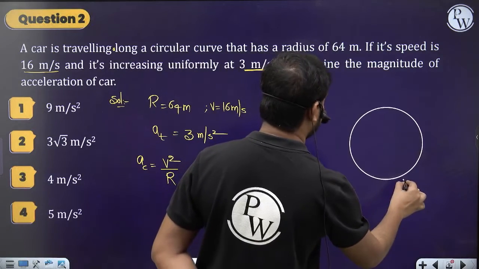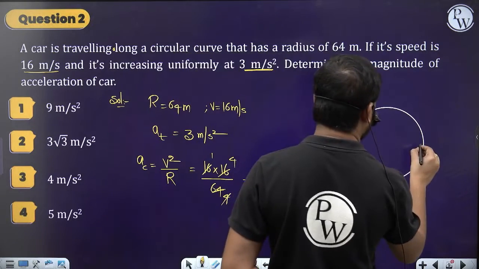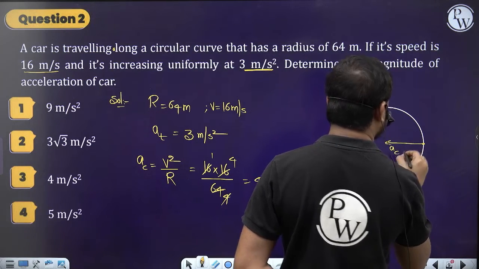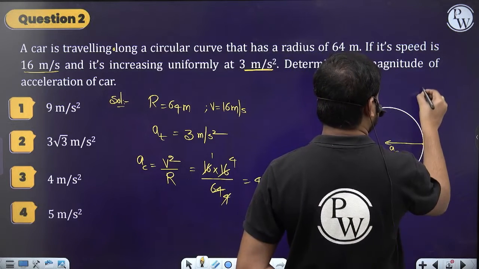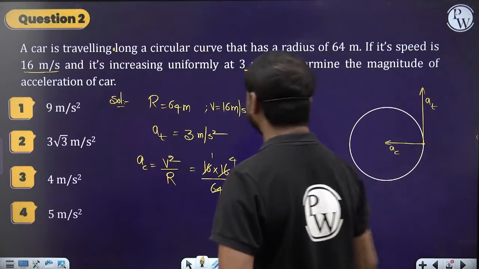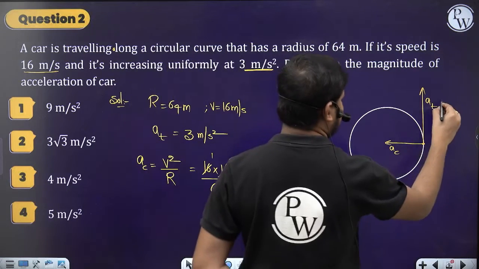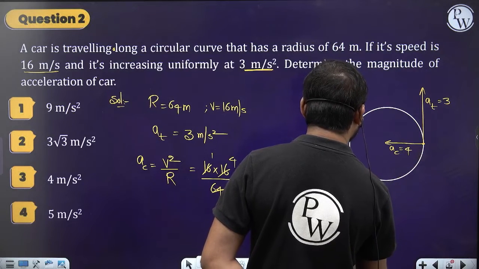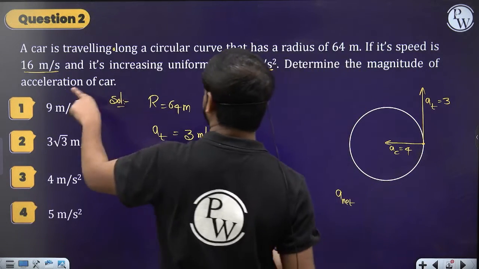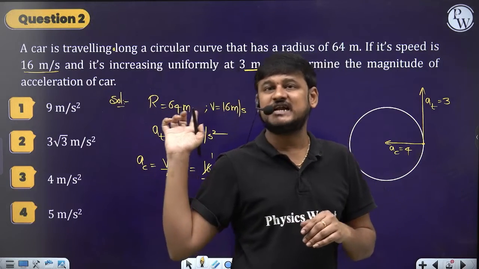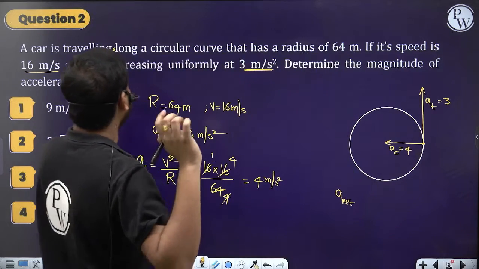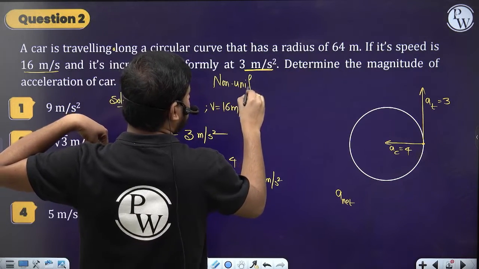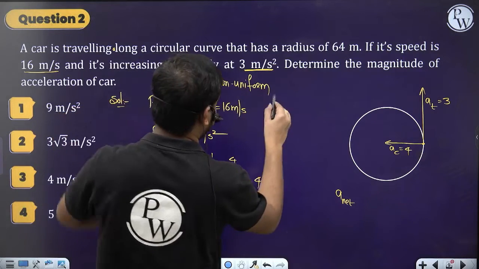So draw the circular path. Here if the particle is moving in this circular path, it has the centripetal acceleration towards the center, and it has the tangential acceleration along the tangent, right? So this is 3 and this is 4 we got, right? So obviously, what is the magnitude of the acceleration of the car? Here acceleration of the car means the net acceleration they are asking, because the body is moving in non-uniform circular motion, because its speed is changing.